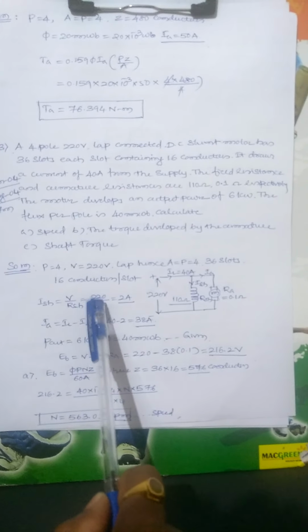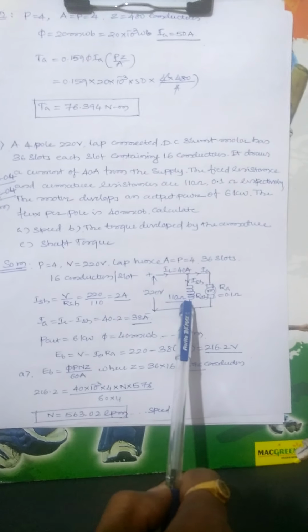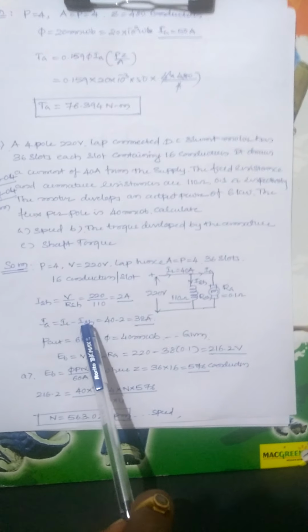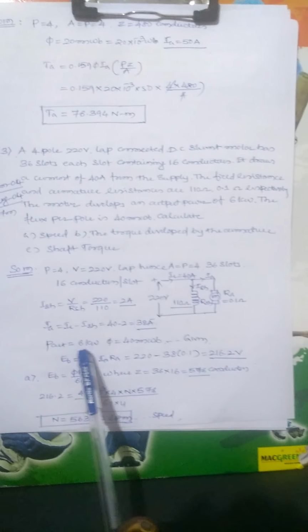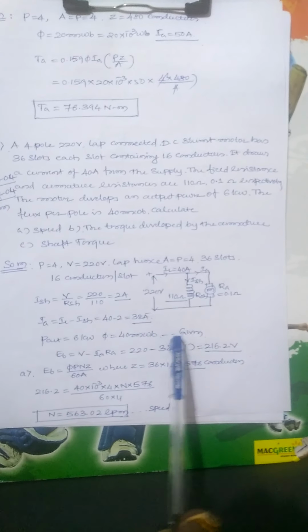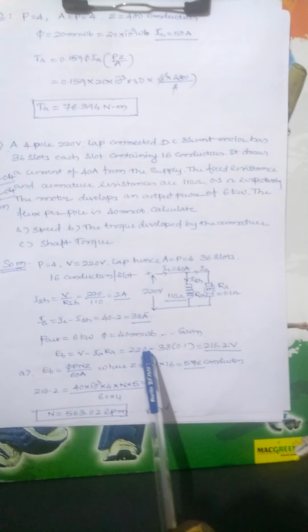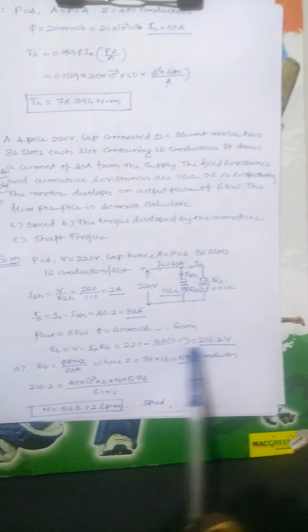That is ISH equal to V by RSH, that is 220 by 110, that is 2 amps. Just see the figure: ISH, RSH, RA, 220 volts. IA equal to IL minus ISH, 40 minus 2, that is 38 amps. Pout, the power output, is 6 kilowatt, flux is 40 milliweber, given data. EB equal to V minus IA RA, V equal to 220, IA is 38, RA is 0.1, we get 216.2 volts.